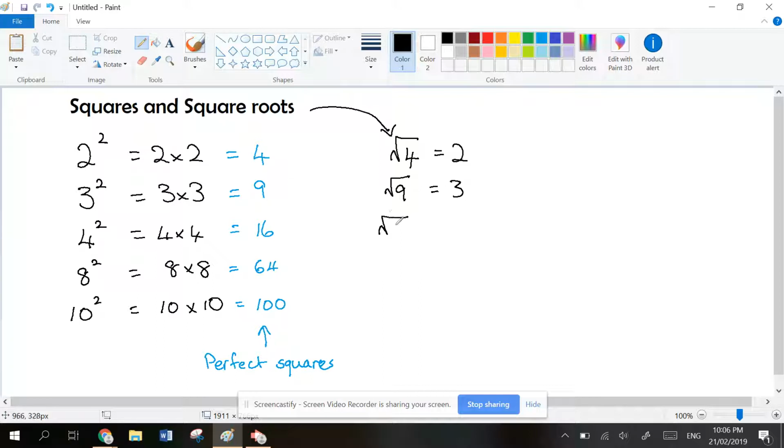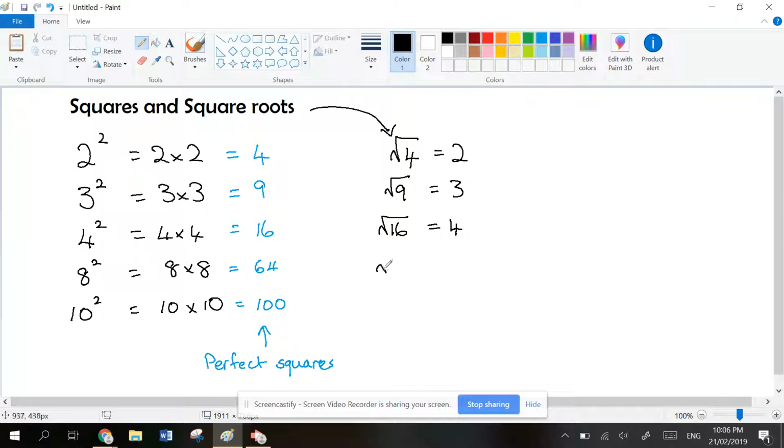If I asked you for the square root of 16, then what I want you to think of is what times what gives you 16, or what number squared gives you 16. That number would be 4, because 4 squared is 4 times 4, which gives you 16.